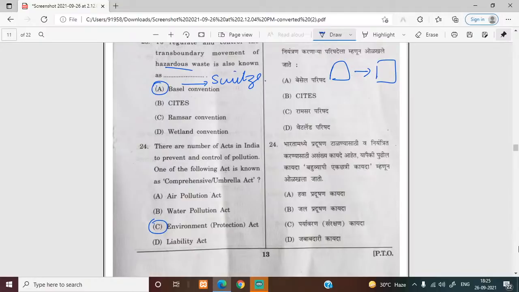The objective was providing protection and improvement to the environment. It came up in 1986. It is also known as the Comprehensive Act, and this act came about after the Bhopal gas tragedy. So the right answer is Environmental Protection Act 1986.